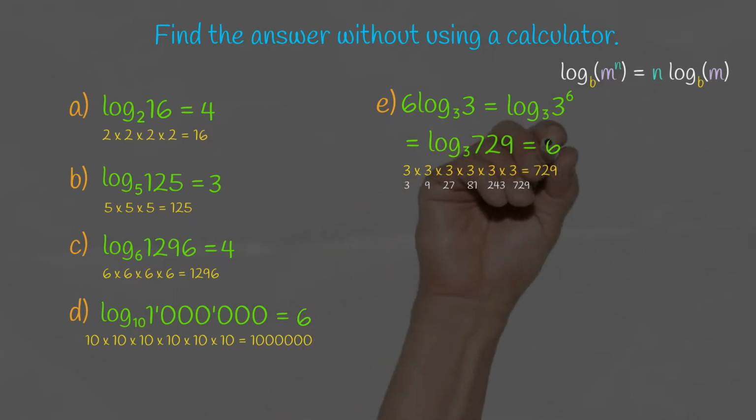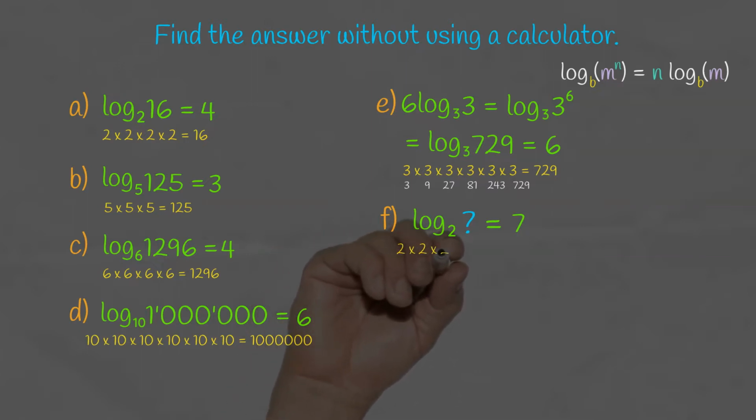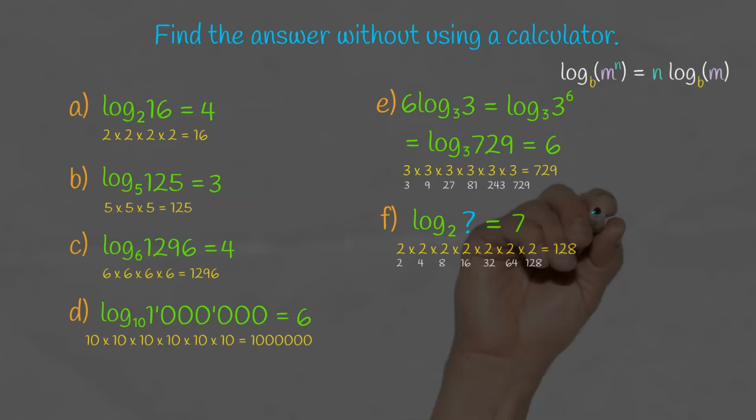And as you can see by the next example, we can also do it the other way around and say log to base 2 of what is equal to 7. And that's fairly simple to work out because you times the base, which in this case is a 2, 7 times, and you get to 128. So log to base 2 of 128 is 7.